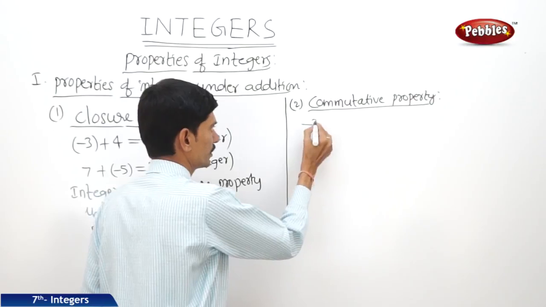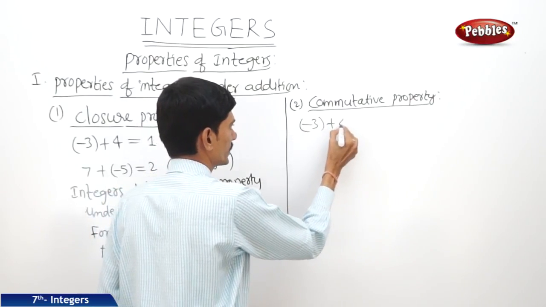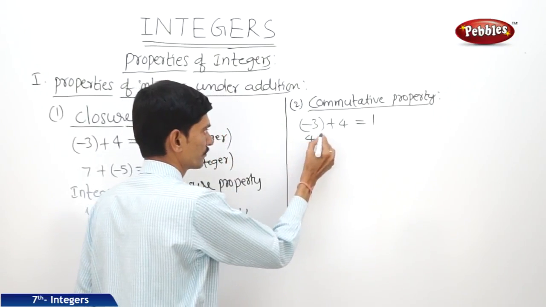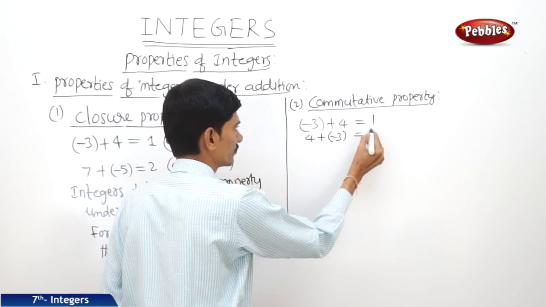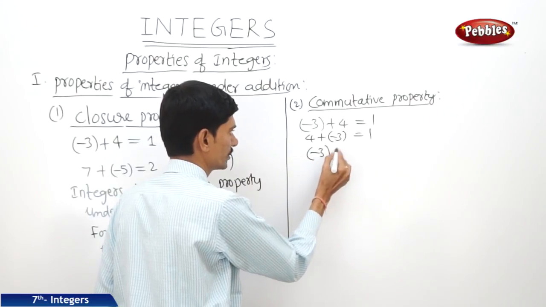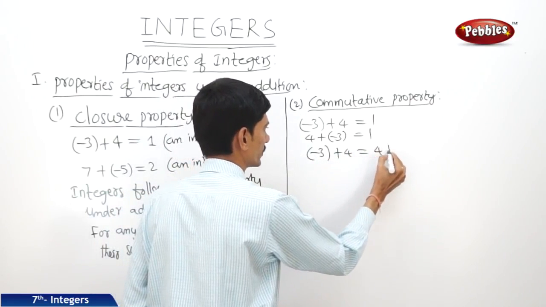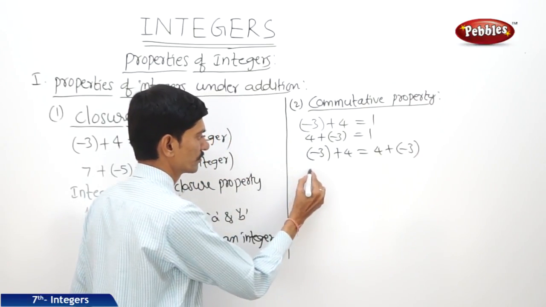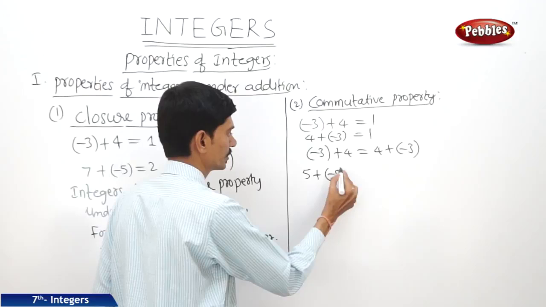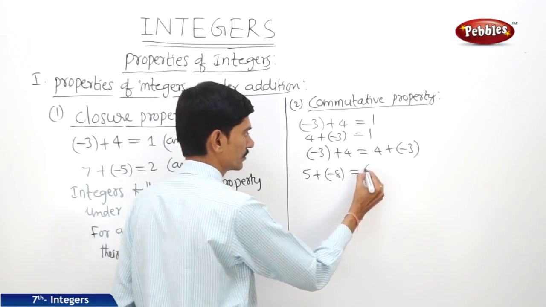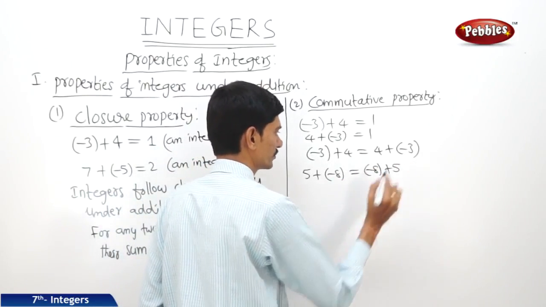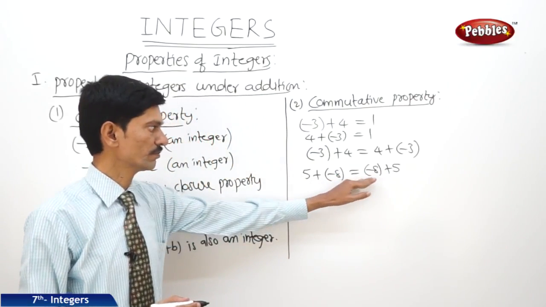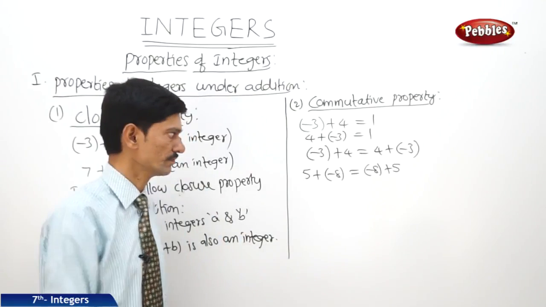Now minus 3 plus 4 equals 1, and we can write that 4 plus minus 3 is also 1. So we can write minus 3 plus 4 equals 4 plus minus 3. And we can take any other example. 5 plus minus 8 is minus 3, and minus 8 plus 5 is also minus 3. So we can write that 5 plus minus 8 equals minus 8 plus 5.